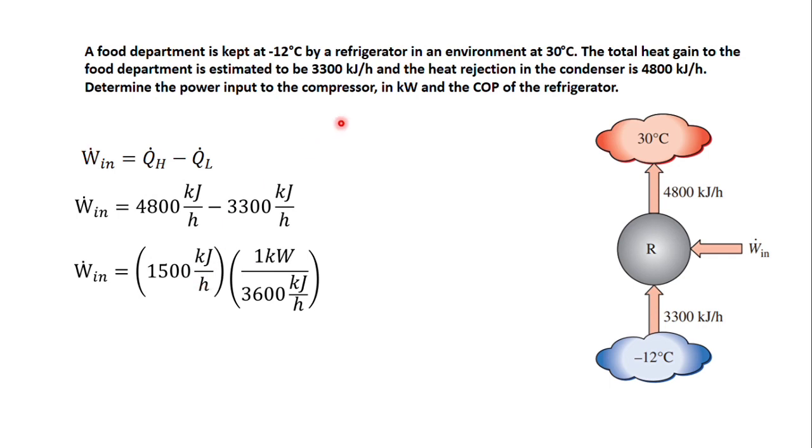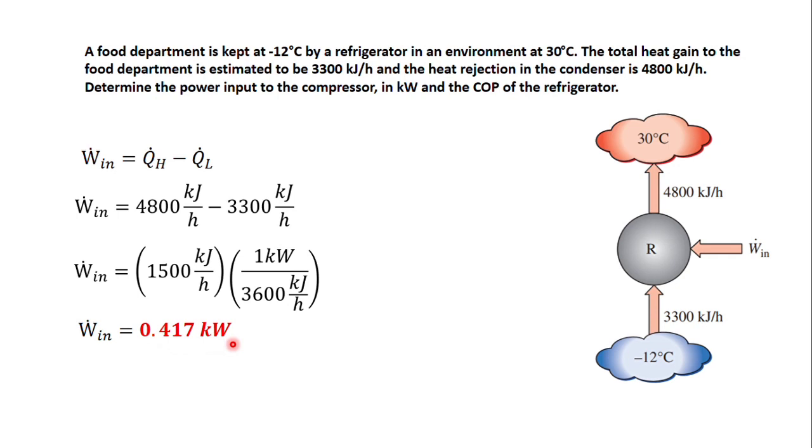So plugging it in our calculator, we have 1,500 kilojoules per hour. Since we are finding the answer in kilowatts, we have to multiply it by 1 kilowatt over 3,600 kilojoules per hour. So the final answer for this is 0.417 kilowatts.